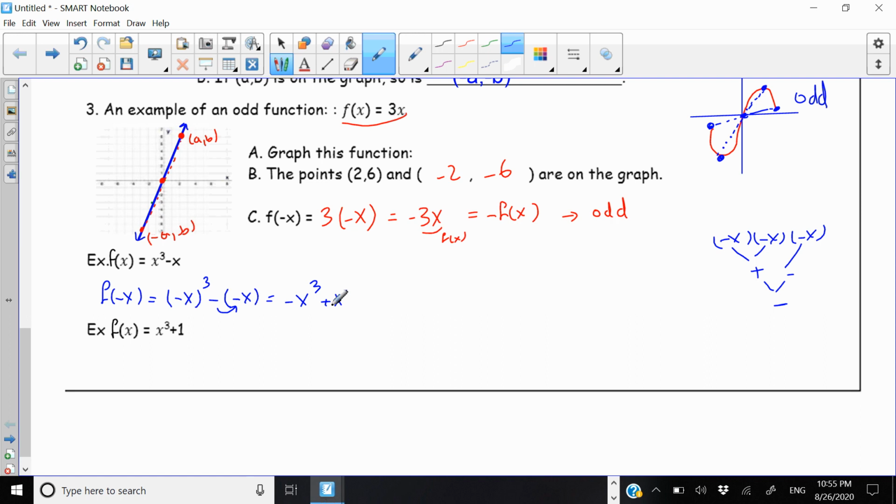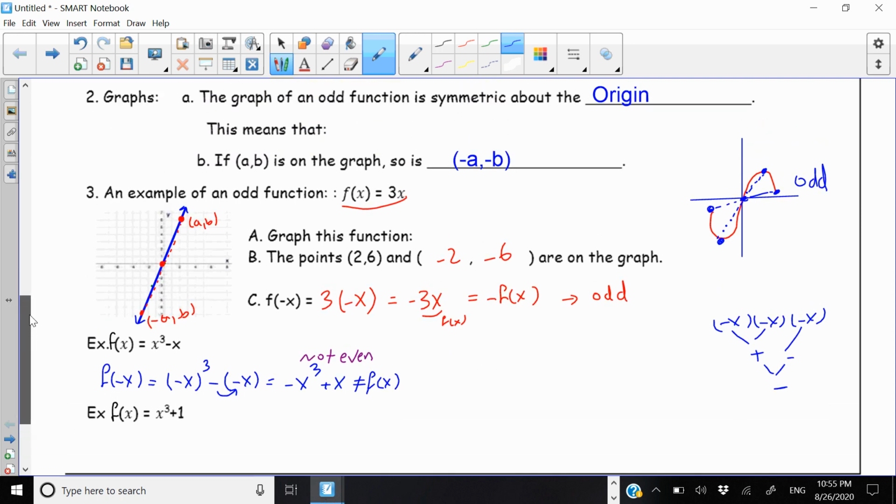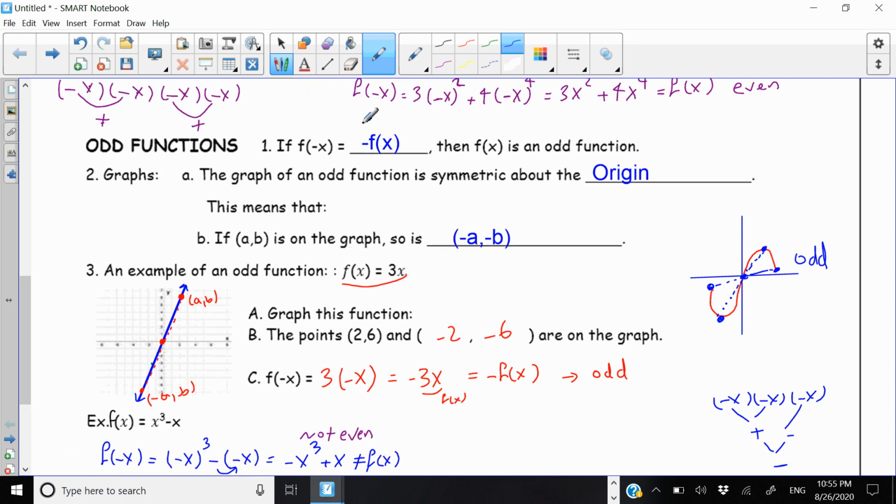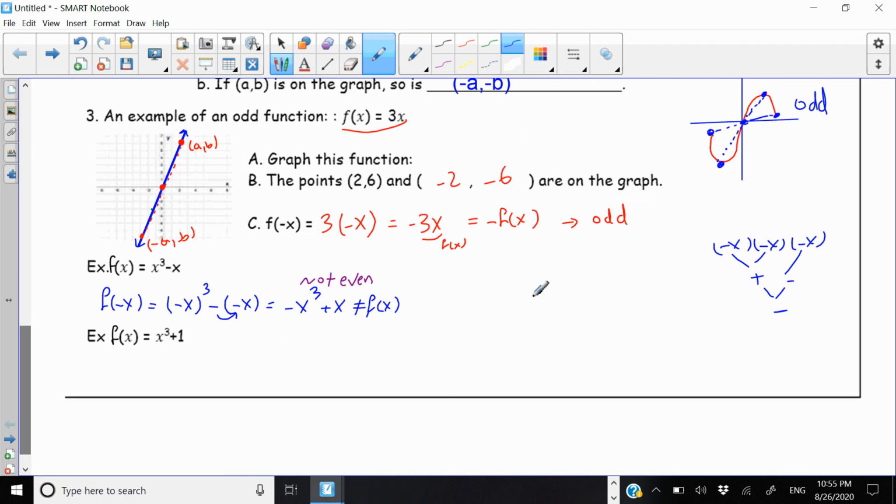So as you see, this is not equal to f of x. It's not equal to f of x. So that means it's not even. Okay, now let's see if it's odd or not. In order to see if it's odd or not, I need to find negative f of x. Okay, so I have to find negative f of x.